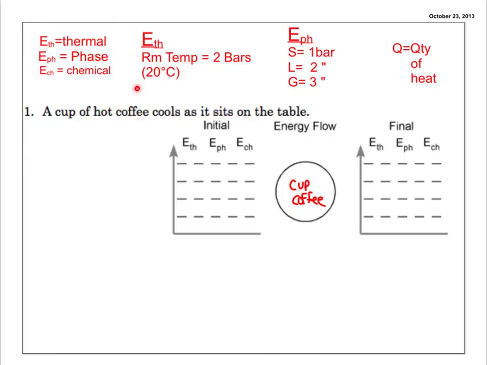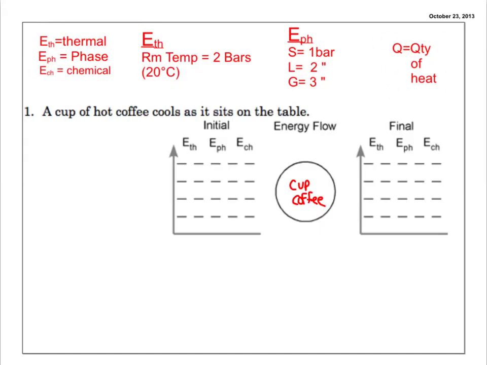Now, over here in the center, I have ETH, and for ETH, I just put an indication that when we deal with room temperature, which is around 20 degrees, we're going to use 2 bars for ETH. And then EPH is for phase energy, and the phase energy deals with whether we have a solid, a liquid, or a gas. If we have a solid, we're going to draw 1 bar, a liquid 2 bars, and a gas 3 bars. And then lastly, Q stands for quantity of heat, which we'll get to in a few minutes.